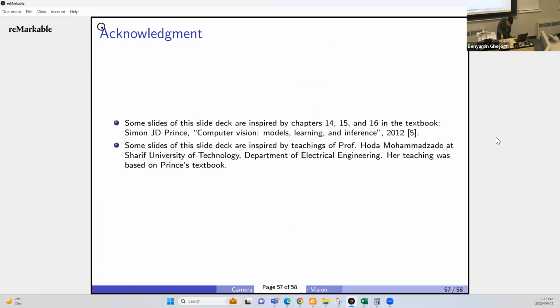Acknowledgement. Some slides of this slide deck are inspired by chapters 14, 15, and 16 in the textbook of Simon Prince, Computer Vision: Models, Learning, and Inference, published in 2012. That's a very good book in computer vision, especially about these camera models and transformations.